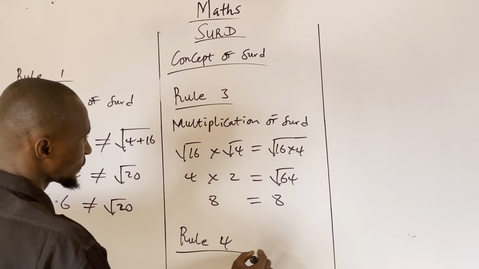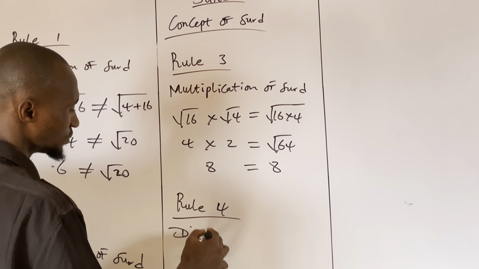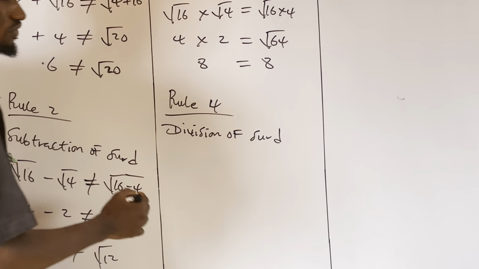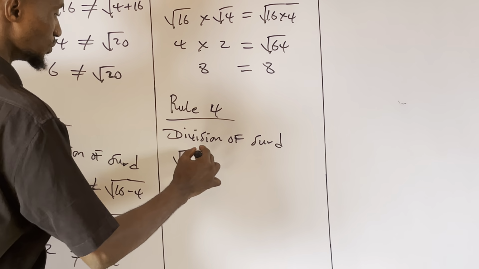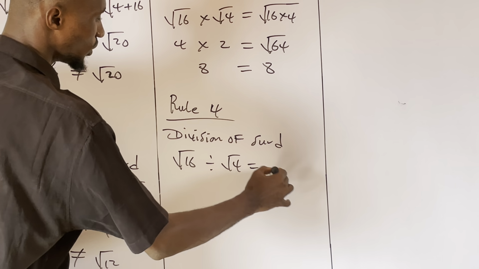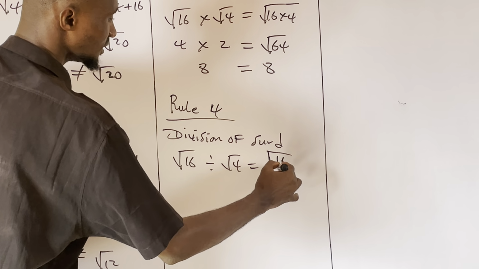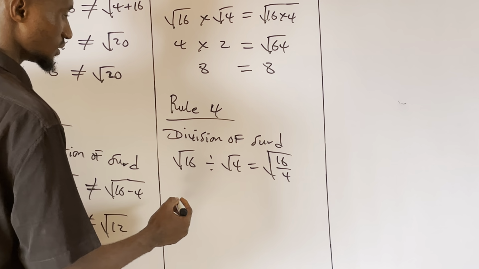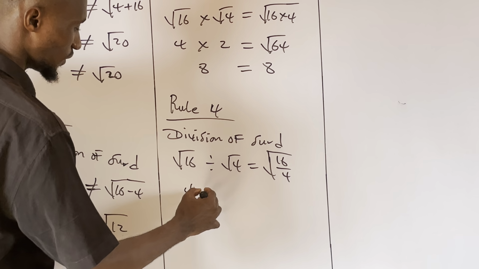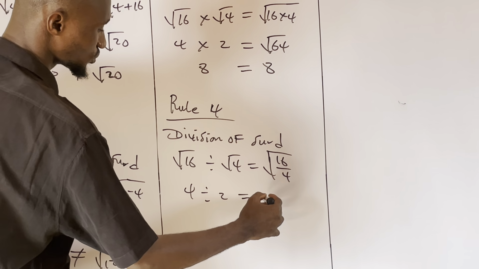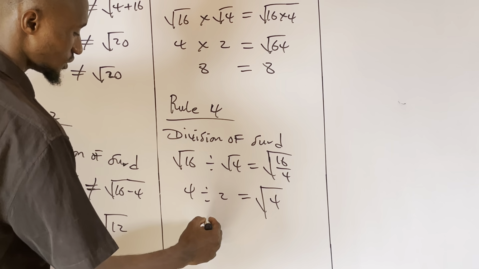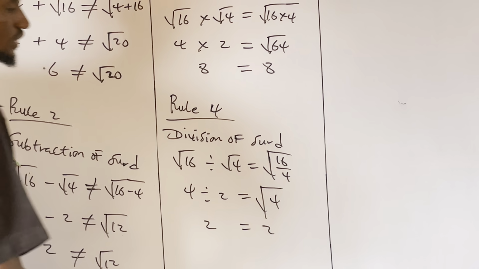Now, rule 4, which is the last rule, division of surds. Root 16 divided by root 4 is equal to root of 16 over 4. This is 4 divided by 2, which is also equal to root 4, which is 2. Did you understand?